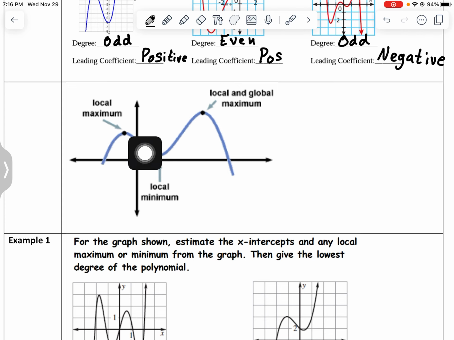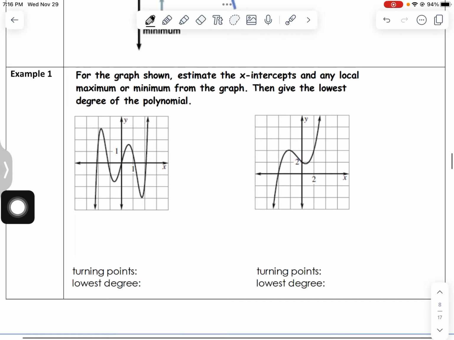A local minimum is more like a valley. It's a low point where we change directions. Okay? This is called a local and a global maximum. You can have multiple local maximums. The reason it's called a global maximum is because it's the absolute highest local maximum. It's higher than this one we see over here.